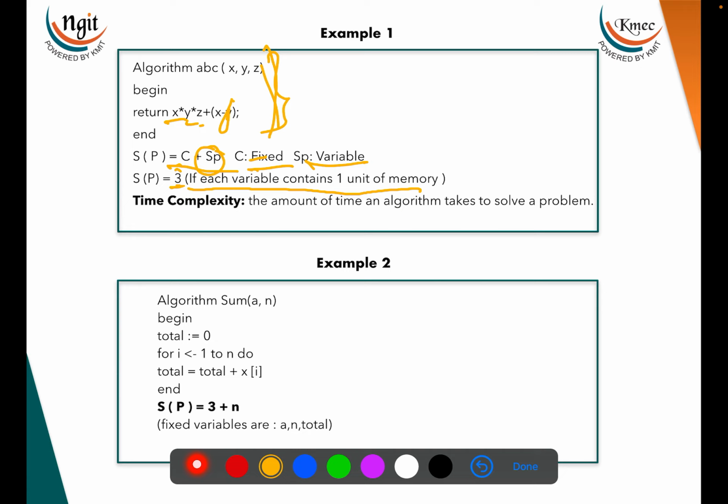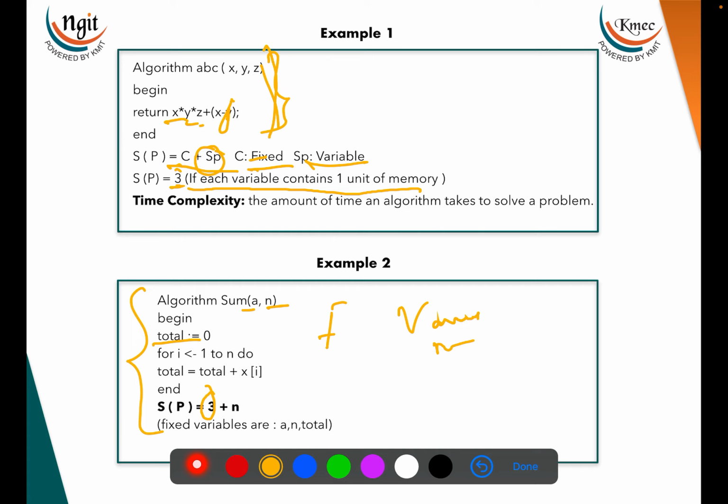Now, look at the second example. In this example, we want to calculate the sum of array elements. Here you can find the fixed part variables and the variable part variables. The fixed part variables are A, N and total. A is your array, N is the highest index of the array, and total is the third variable. These three variables are not dependent on anything. So in the place of C you can write 3.